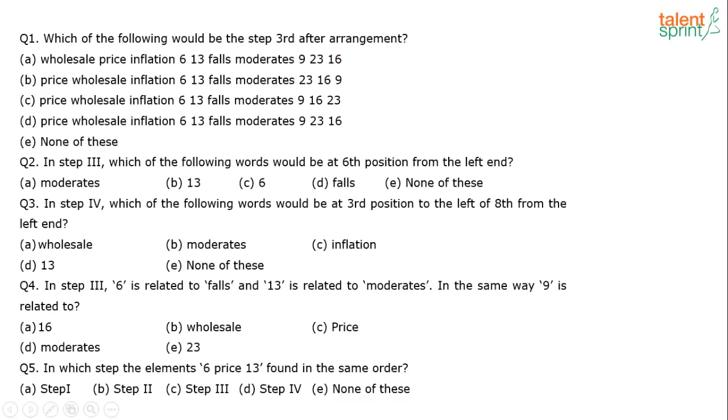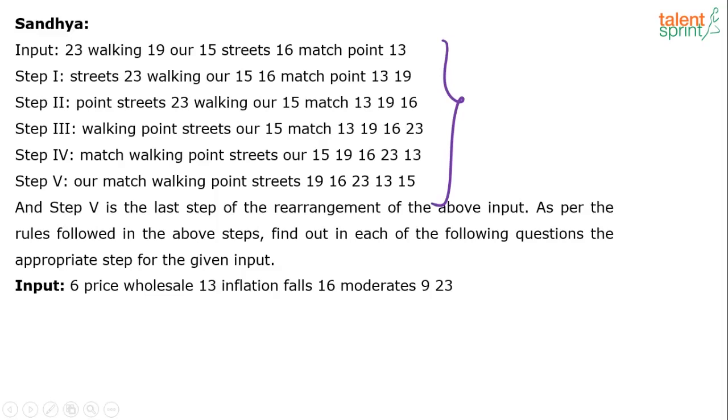Which of the following would be step 3 after the rearrangement? In step 3, which of the following words would be at the 6th position from the left end, and so on. Right? So clearly, for us to answer those questions, we have to get the step-by-step process for the given input here. But for us to do that, we should first understand how that process is being done in the first place. Like you all know, the first step in machine input output is to look at the last step and try to decipher the logic. What is the logic that has been used there?